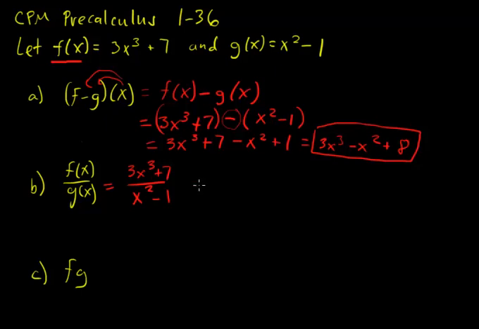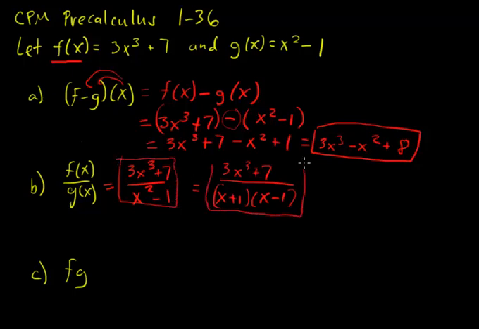Some of you might look and see in the denominator we have the difference of two squares, so we have x plus 1 times x minus 1. And on the top we have 3x cubed plus 7. Well, right now either one of these is going to be fine because we cannot cancel any terms, and it's already as simple as we can make this. So this can be your answer, or this can be your answer, but we can't go any further.